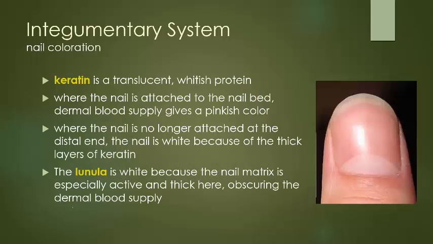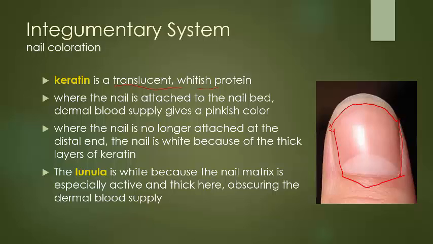So here we can see a nail from the top. Keratin is a translucent, that means the light kind of passes through it, and somewhat whitish protein. And where the fingernail actually attaches to the nail bed, so here in this region, we can see through the keratin in the nail and down to the dermal blood supply. And that blood supply gives the nails a pinkish color. So regardless of your skin color, nails have a bright pink color in a healthy person because there's so much good rich blood supply in the dermis beneath the nail.